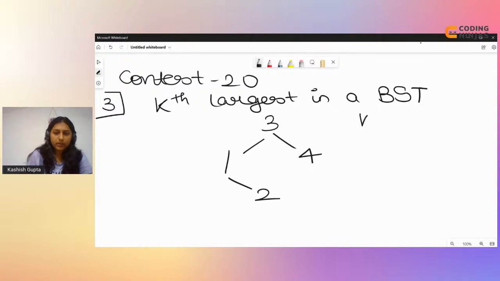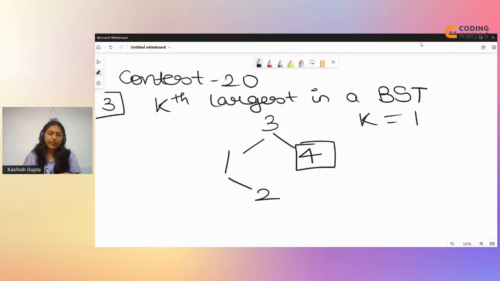k is equal to 1 मतलब सबसे largest चाहिए तो which is basically 4. अब we know the standard algorithm for kth largest. What happens is the larger side is always going to be right. So you can start counting कि this is the largest, this is second largest, इसके right side में this is third largest and this is going to be the fourth largest.